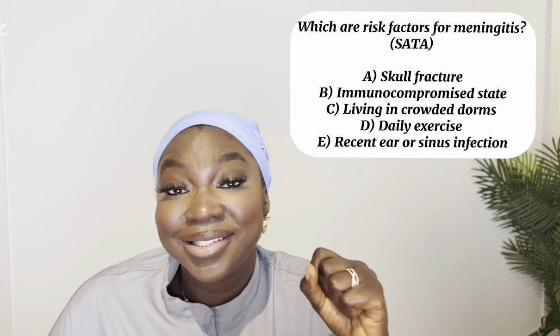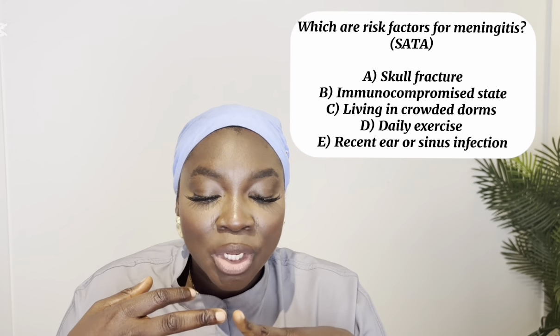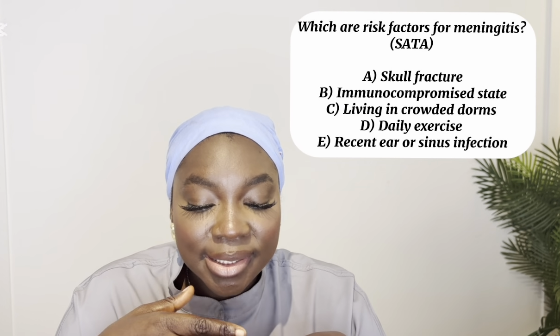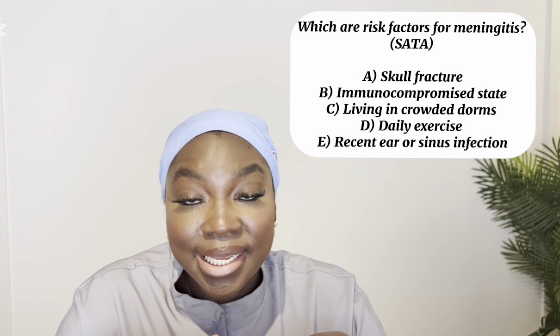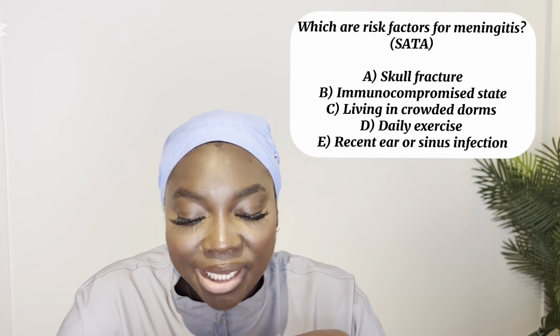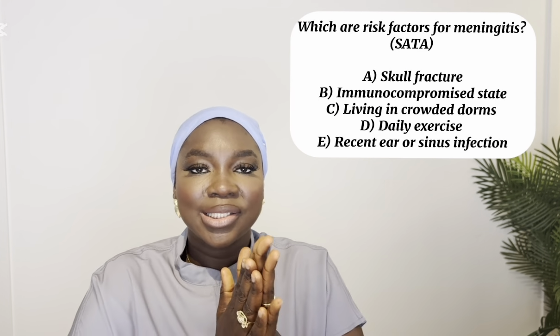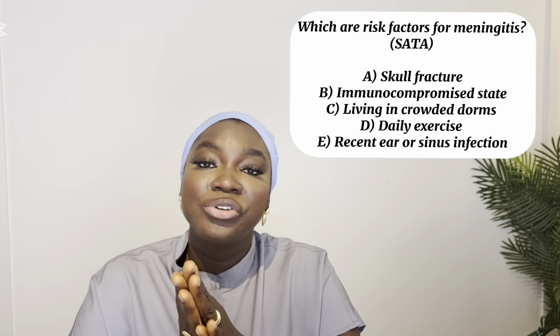All right, guys, let's move on. Which are risk factors for meningitis? Select all that apply. A, skull fracture. B, immunocompromised state. C, living in crowded dorms. D, daily exercise. And E, recent ear or sinus infection. Now let's go through it together. Since it's select all that apply, we treat it as true or false.